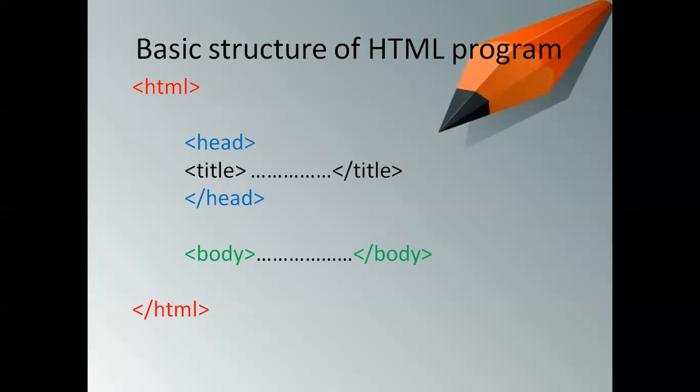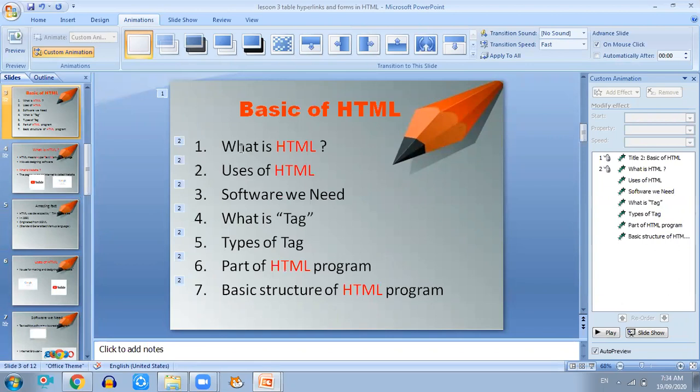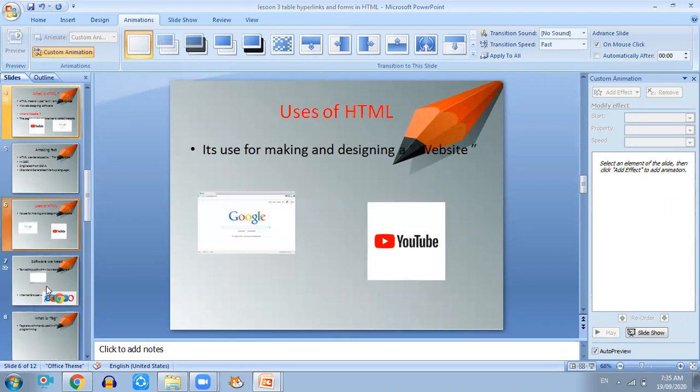In this we have learned many different things, and those things are given here as the points we have learned just now. What is HTML, uses of HTML, the two softwares we need. What is a tag? Tag is a command. Types of tag: there are two types, empty tag and container tag. Parts of an HTML program are two, head part and body part. The basic structure of HTML we have just looked over. So now we are going to begin the practical, and we are going to prepare one small simple program. So let's see how we can do that.